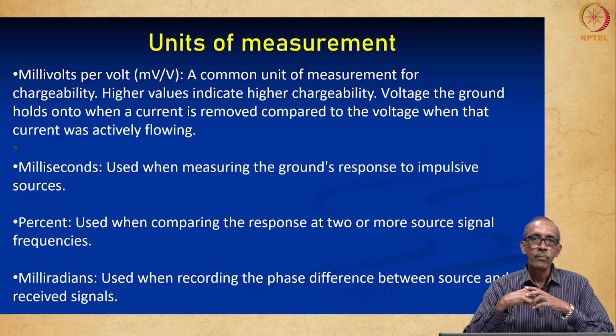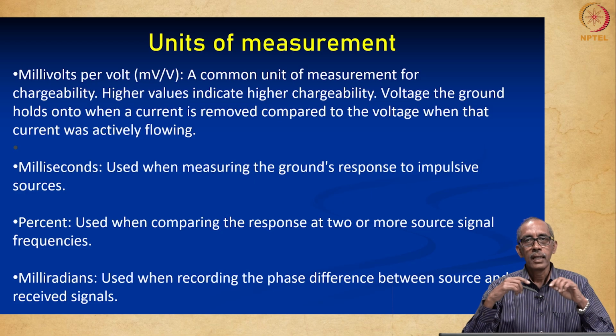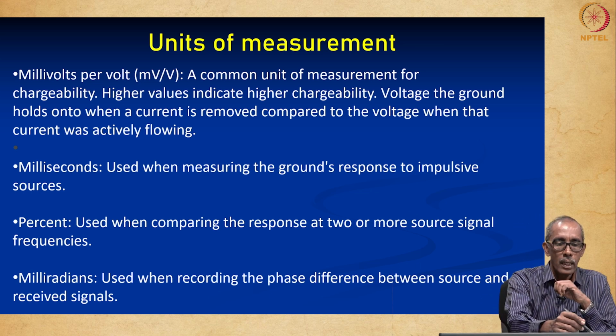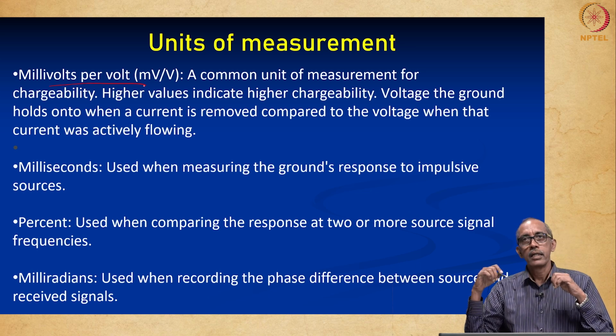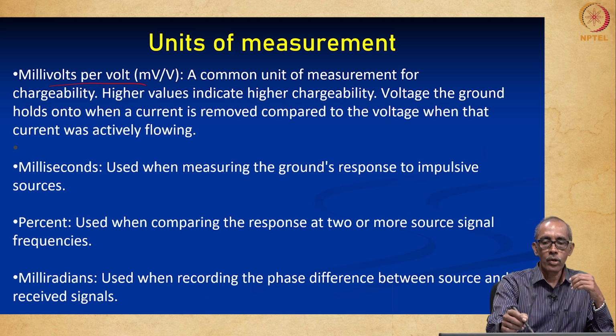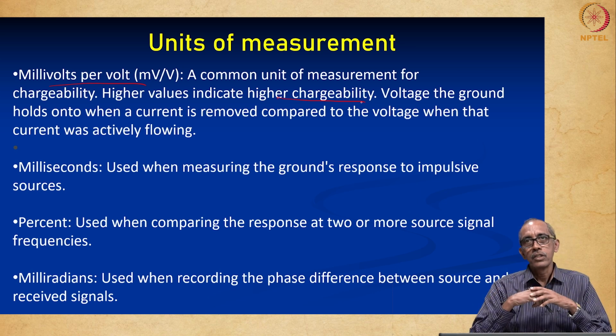We are looking into induced polarization methods. These are the different units of measurement which we use in induced polarization method. First is the millivolt per volt. It is one of the common measurements of induced polarization method to measure the chargeability of the earth. Higher values of millivolts per volt indicate the earth is very much chargeable. That means the earth has got very high chargeability.